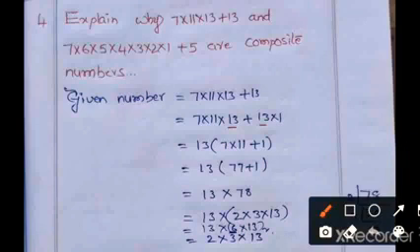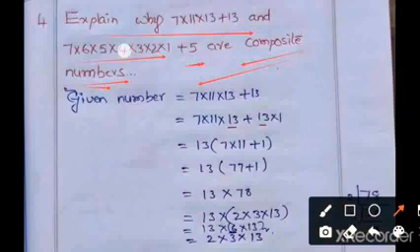Now we come to the next sum, that is, explain why 7 into 11 into 13 plus 13 and 7 into 6 into 5 into 4 into 3 into 2 into 1 plus 5 are composite numbers. So we have to prove these two numbers are composite numbers. Here the first given number I have written as 7 into 11 into 13 plus 13.